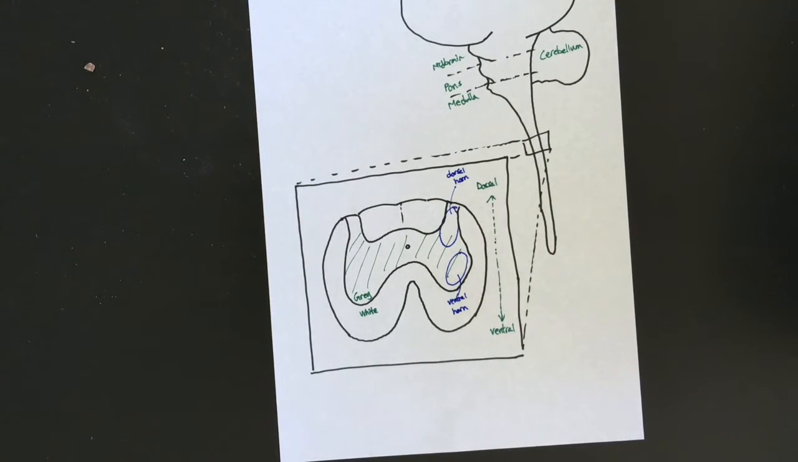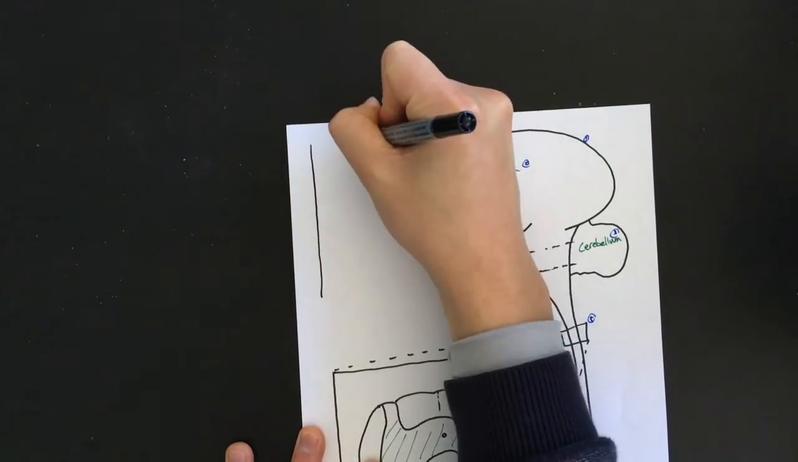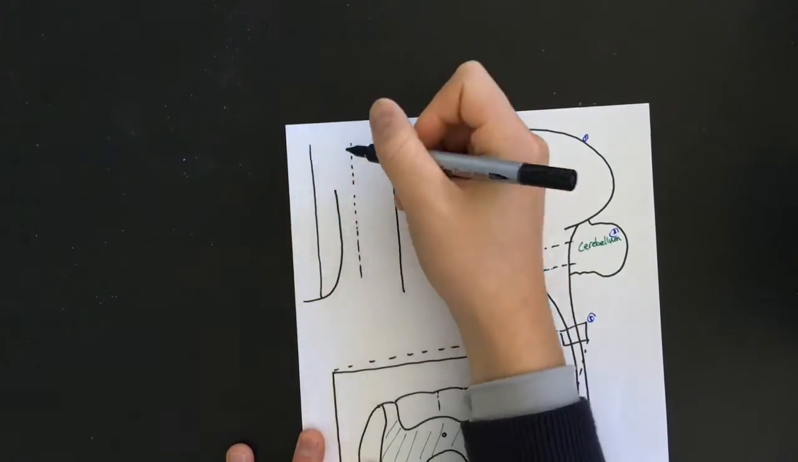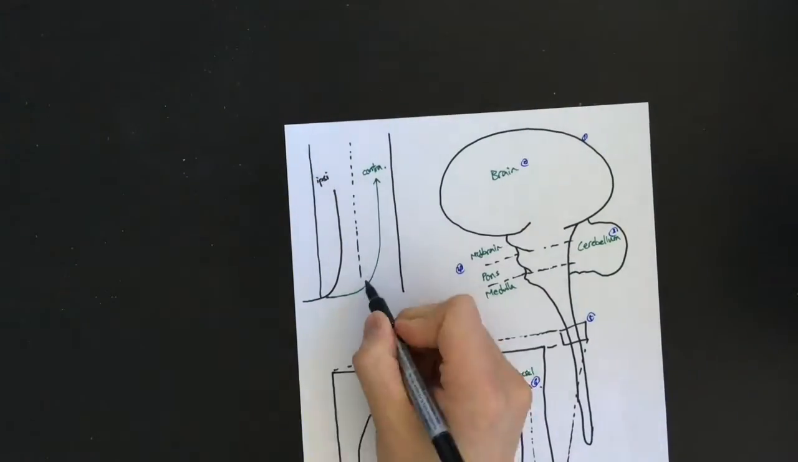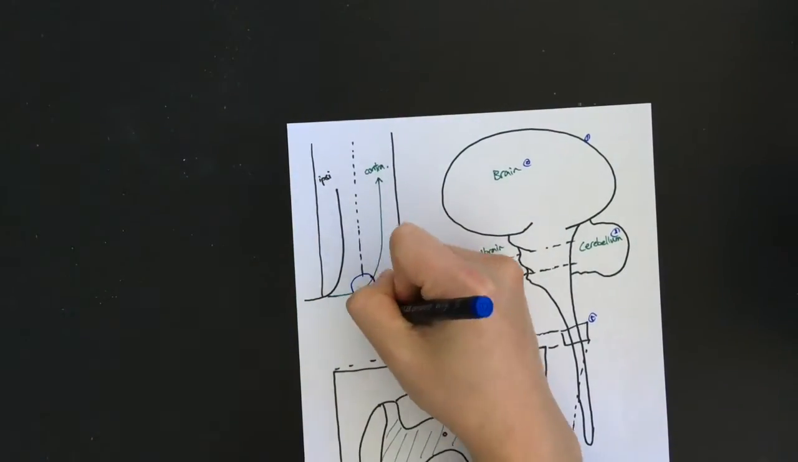Before we move on, there are 3 key definitions I want to get out of the way. The first is ipsilateral, meaning on the same side. Secondly, contralateral, meaning on the opposite side. And then to decussate, which means to cross the midline.